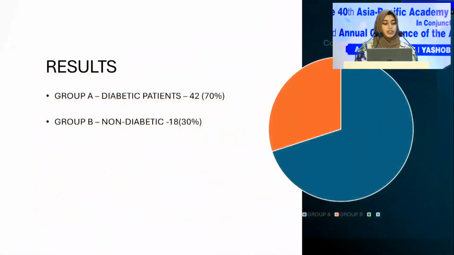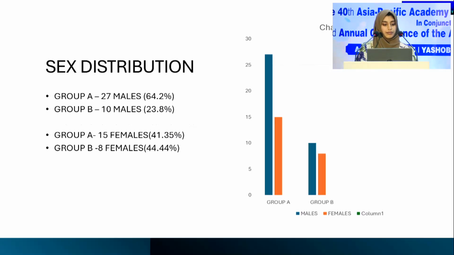Results. In Group A, we had around 42 patients who were diabetic. Group B had 18 patients who were non-diabetic. In Group A, around 64.2% were males, while 41.35% of them were females, whereas in Group B, around 10 males and 8 females.